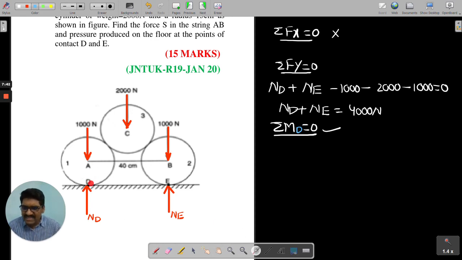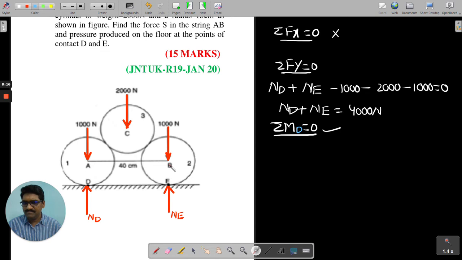If you take moment center as D, the moment of ND will become 0. And you can bring out NE or not. Again, if you take moment center as E, moment of NE will become 0. And you can bring out ND or not. Yes. Again, repeating, all of you, if you take any moment center, the force that is passing through that moment center, okay, its moment will be definitely equal to 0. Now here ND is passing through D, therefore moment of ND is becoming 0. Now NE is passing through E, moment of NE is becoming 0.